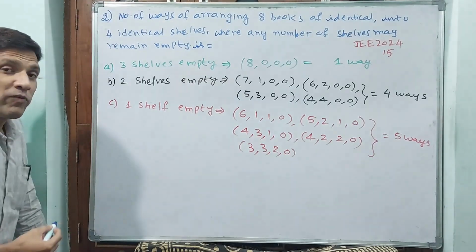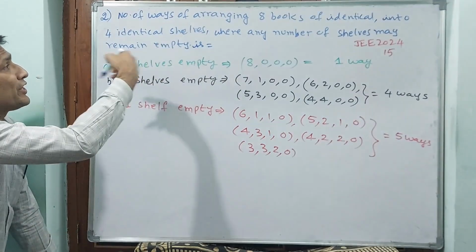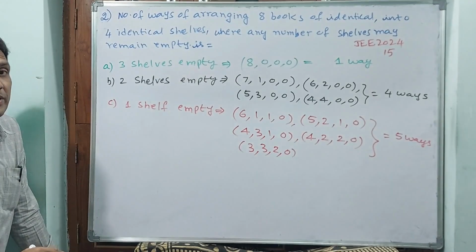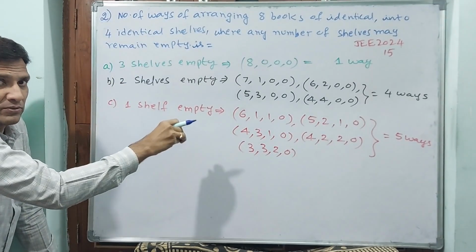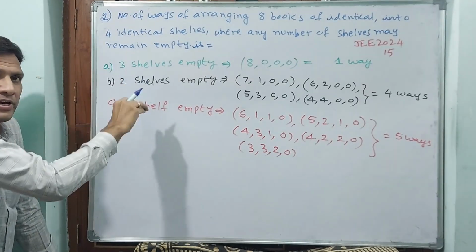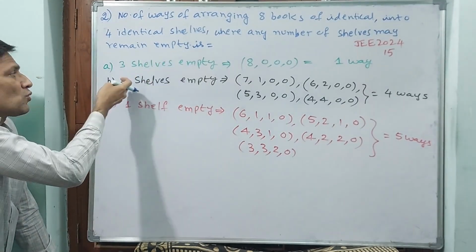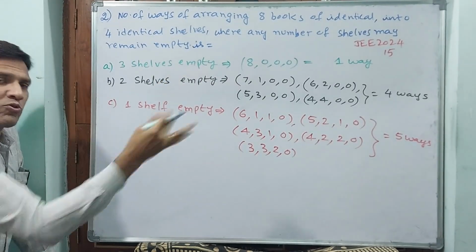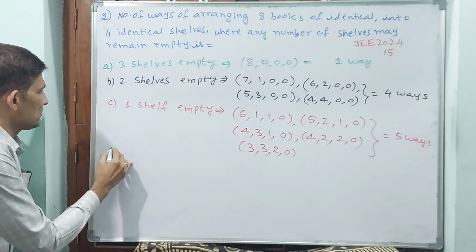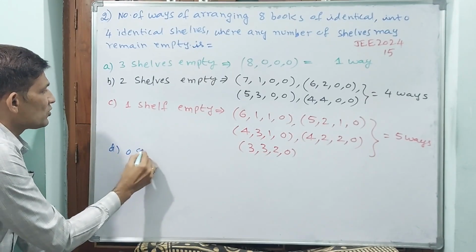Now go for 0 shelf empty. Why? Because see, any number of shelves you can make empty, but I cannot make 4 shelves empty. Why? Because I have to keep those books. That is why at least one shelf you have to utilize. 3 you can make empty, 2 I can make empty, 1 I can make empty. I can make 0 empty. I don't want to keep, all I want to keep 4 shelves. Okay, 0 shelf empty.